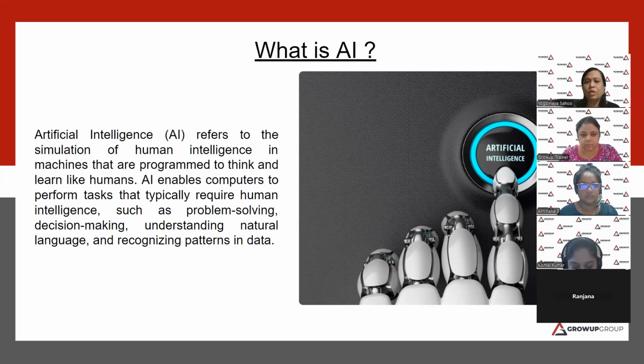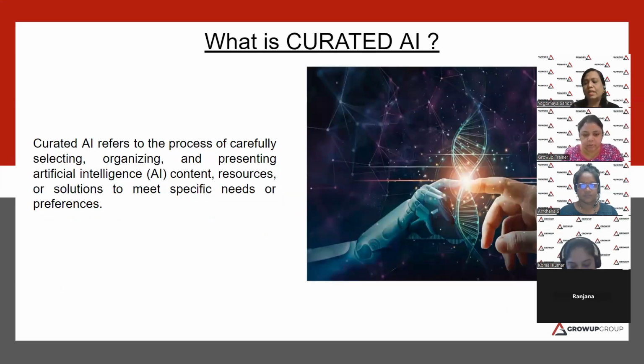Next, if you know about artificial intelligence, what is the difference in curated AI? The word curated itself means carefully. So curated AI refers to the process of carefully selecting, organizing, and presenting artificial intelligence content, resources, or solutions to meet specific needs or preferences. I just wanted to tell you what exactly curated AI is, and how we are using it in our daily life.